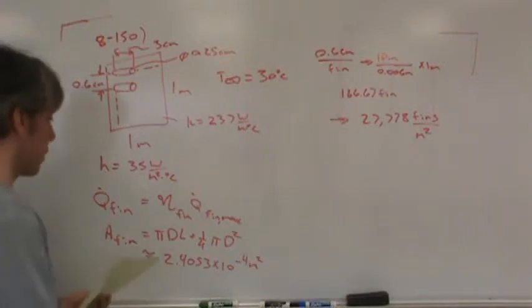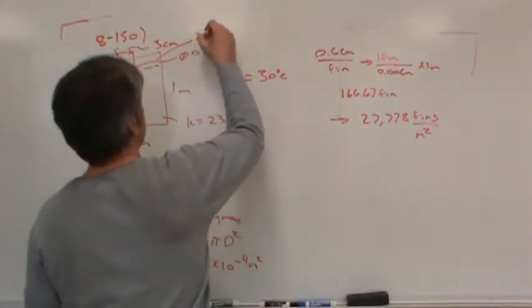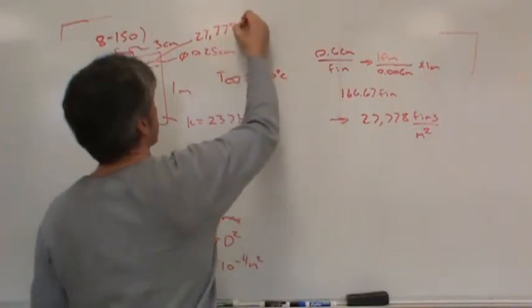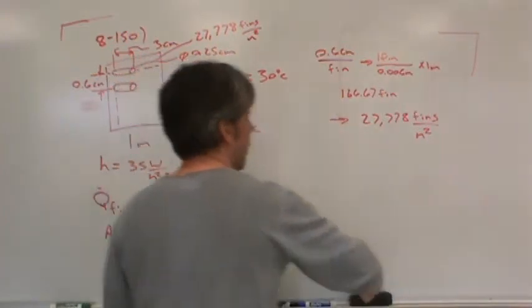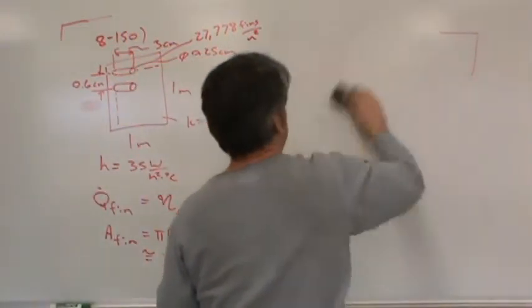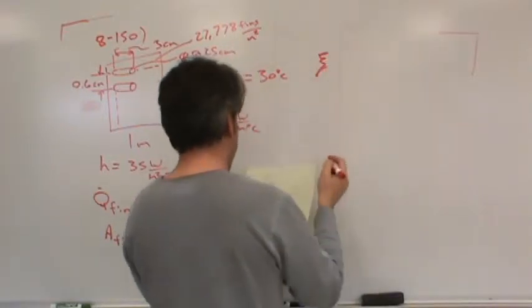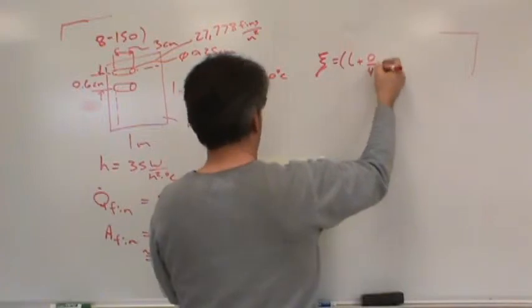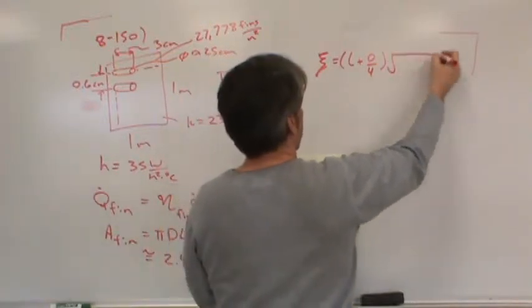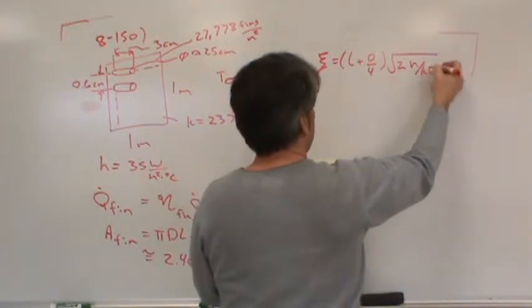The other thing we have to do, though, is come up with, let's make a note over here, sorry, 27,778 fins per square meter. The other thing we need to do is calculate the x-axis parameter. Do you see the equation there for the x-axis parameter? It looks like this: L plus d over 4 multiplied by the square root of 2h over k d.